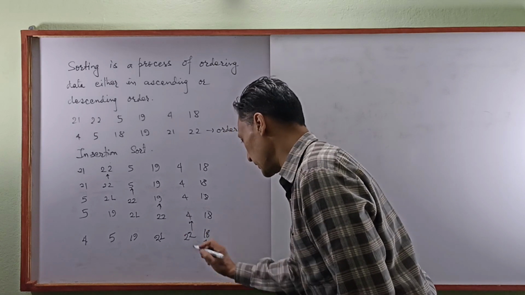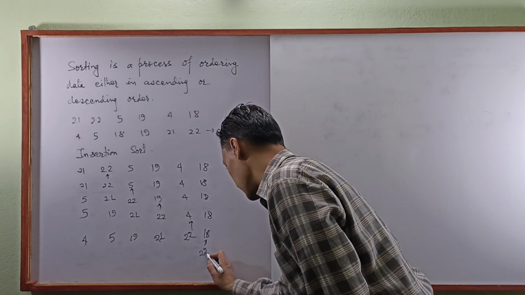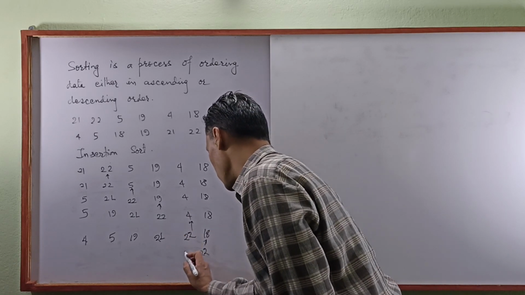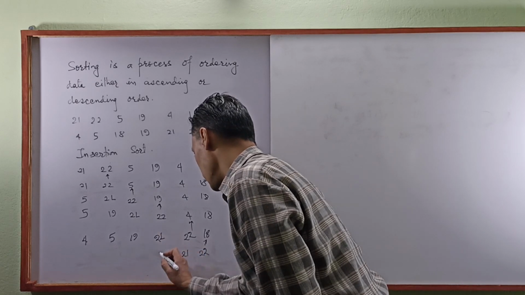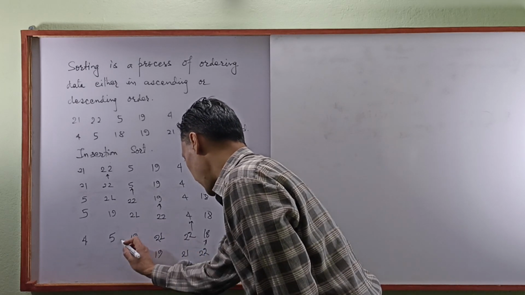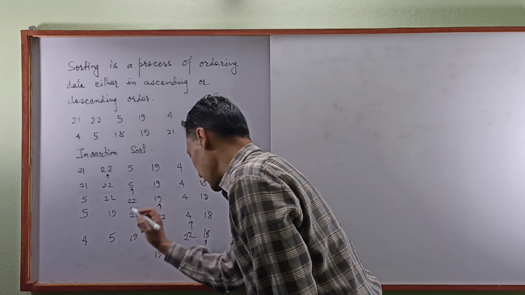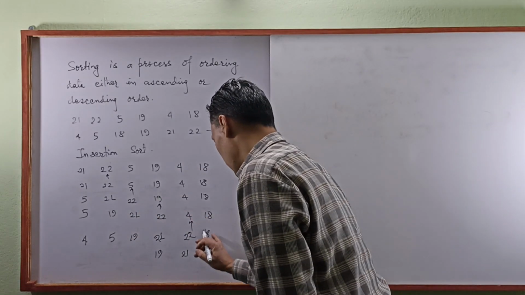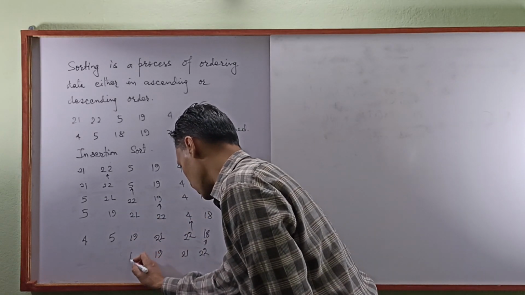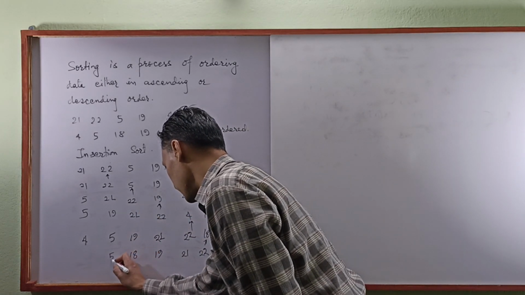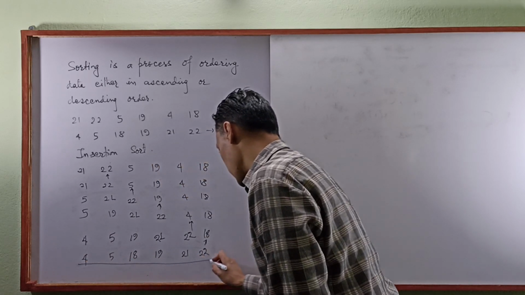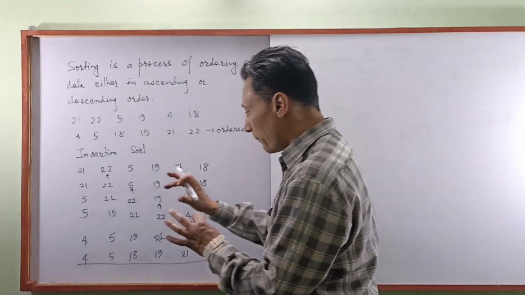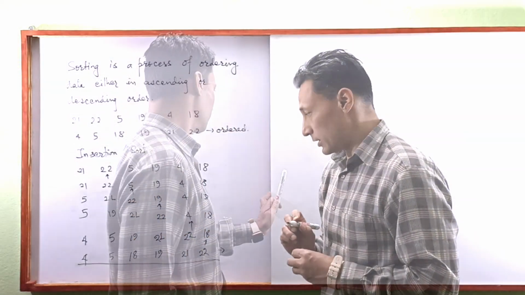18 will be compared with 22. This is greater, bring it here. 18 will be compared with 21, greater. 19 also greater. Now 5 will be compared and 5 is less than 18. So stop comparing and we'll insert 18 here and 5 as it is. So in this way data will be sorted. Okay, now this is the basic idea behind insertion sort.